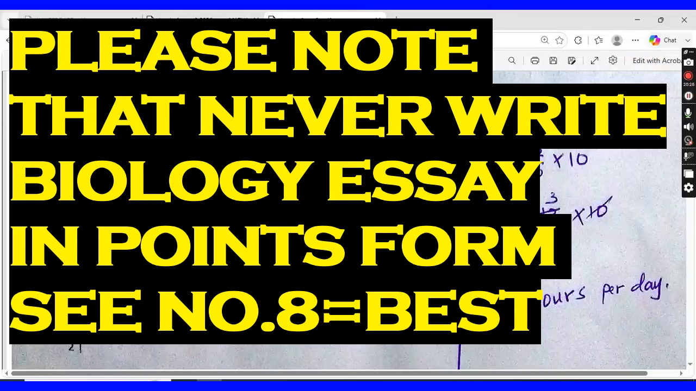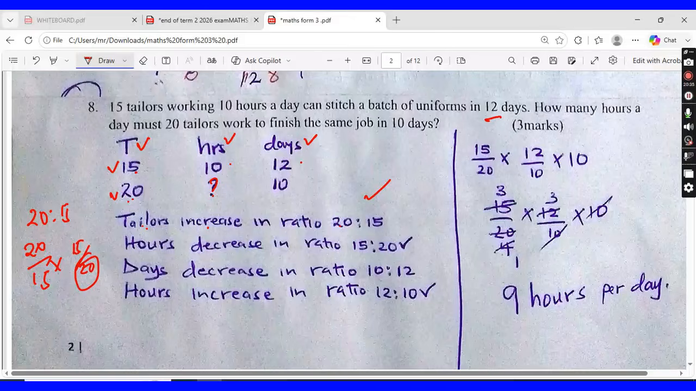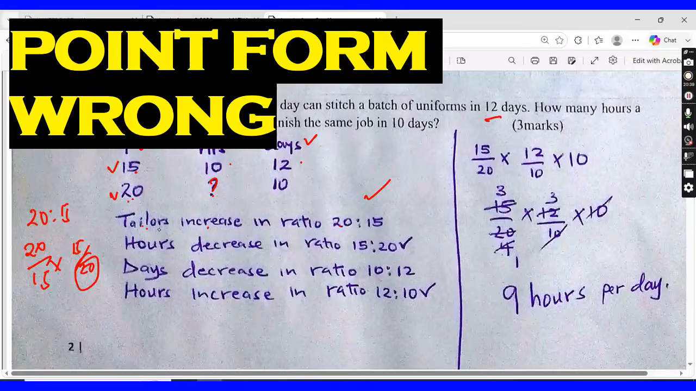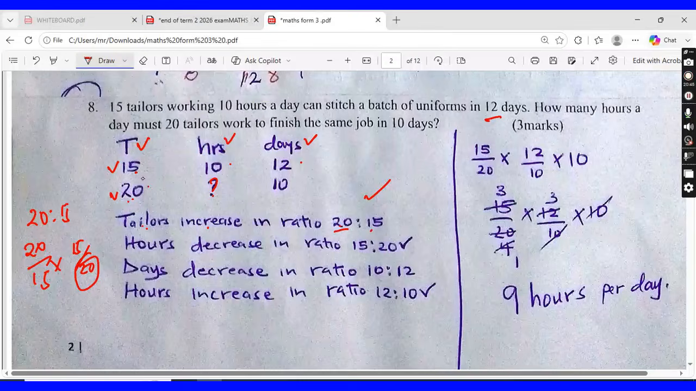When you are increasing something, you cannot say 15 over 20, because the denominator is bigger, you are not increasing, you are decreasing. So when you say increase, the denominator must be small. So tailors increasing in the ratio 20 to 15. That is correct. So if the tailors have increased, what do you expect hours to do?